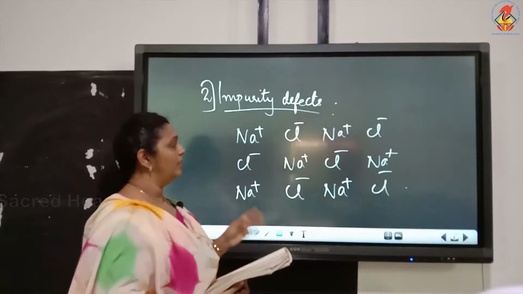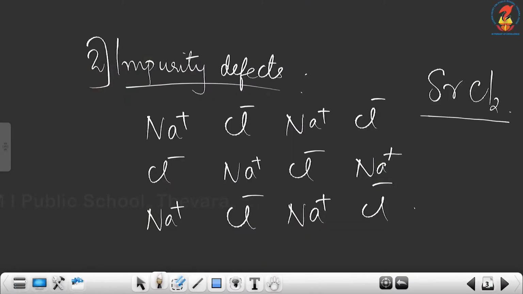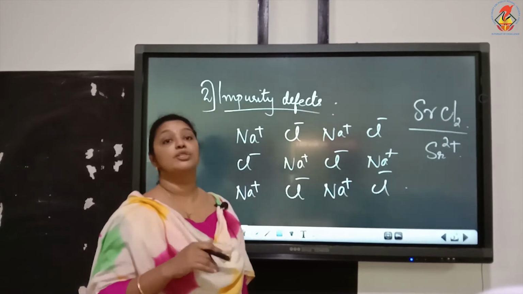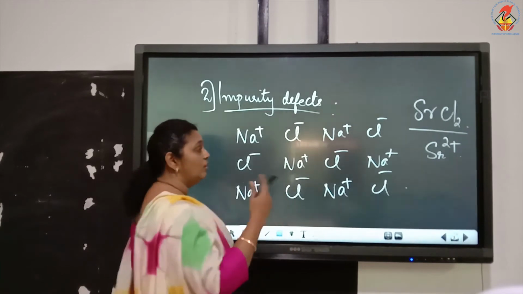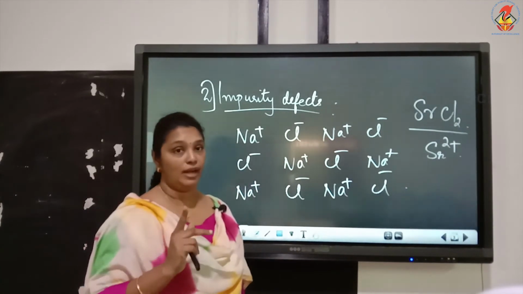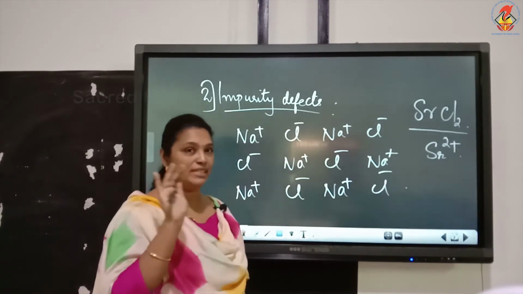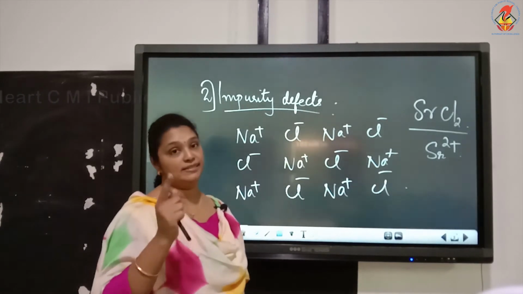Now to this sodium chloride crystal I am going to add an impurity, and the impurity added is strontium chloride. Now you know strontium chloride, the charge of strontium ion is Sr2+. So what happens when I add strontium ion? It will replace sodium ion in the sodium chloride crystal. Now, how many sodium ions will be replaced? 2 sodium ions will be replaced by 1 Sr2+ ion. So, to maintain electrical neutrality, we have to replace 2 Na+ with 1 Sr2+.